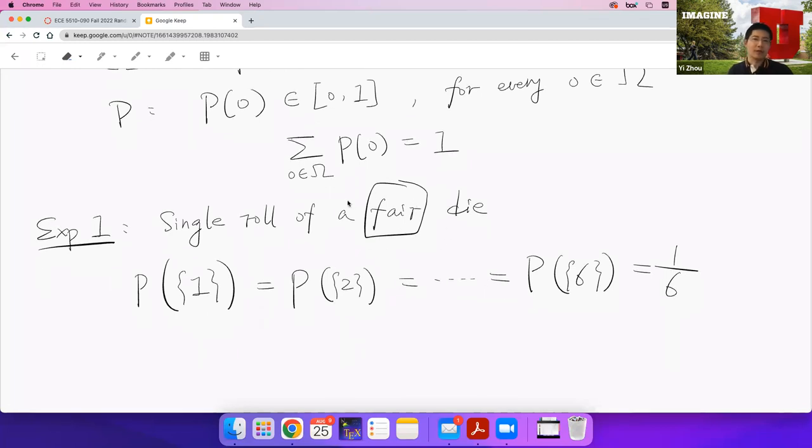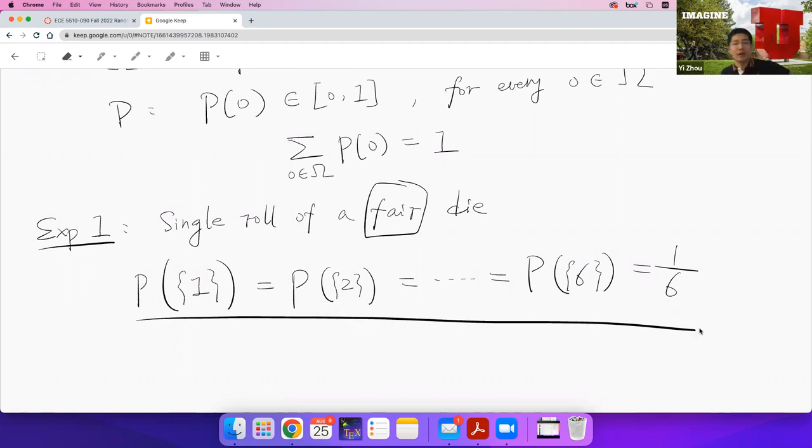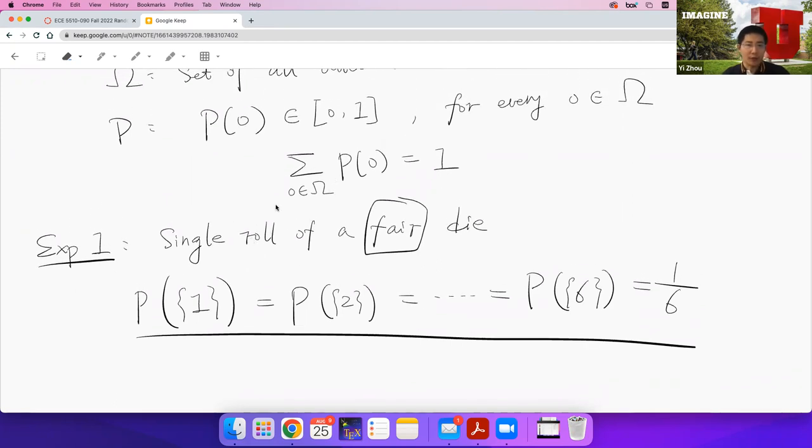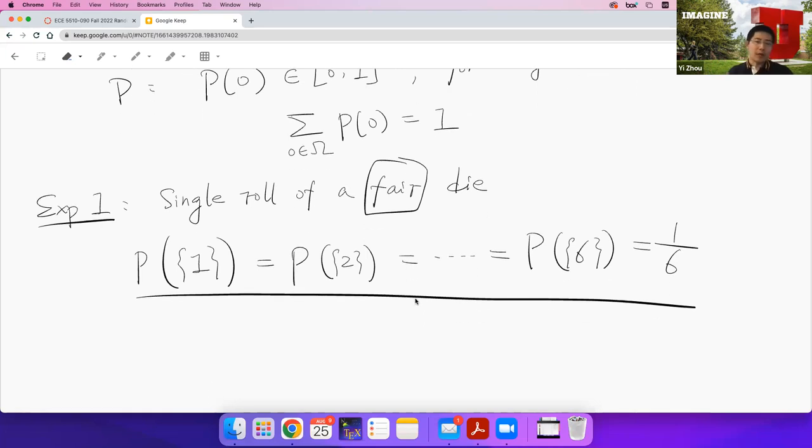So this is a translation of this sentence, the single rule of a fair die. This means that this probability mass function implies this probability mass function. You can see that this is how we deal with probabilities in the traditional way. We assign probability mass to every single outcome in the omega set, and then make sure they sum up to one. And once we have this, we can calculate the probabilities of the events.